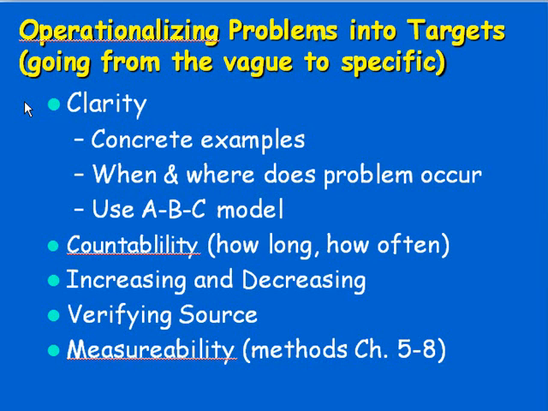And then using the ABC model, if you're not familiar with that, the B stands for behavior, the A stands for antecedents, things that happen before the behavior occurs, and the C stands for consequences, things that happen after the behavior. So you contextualize the behavior between what happens before and what happens after the problem, and that's a way of gaining clarity.